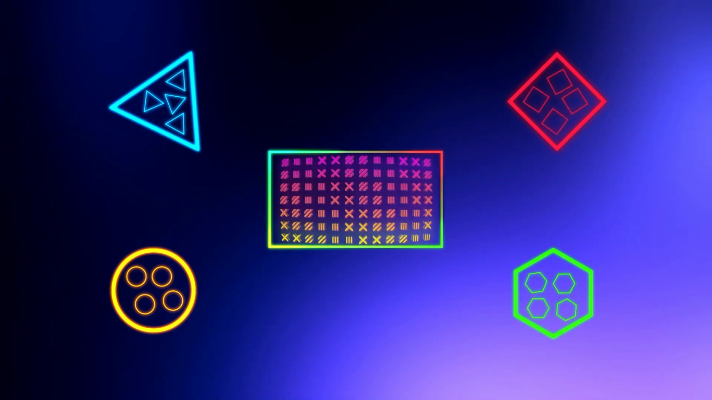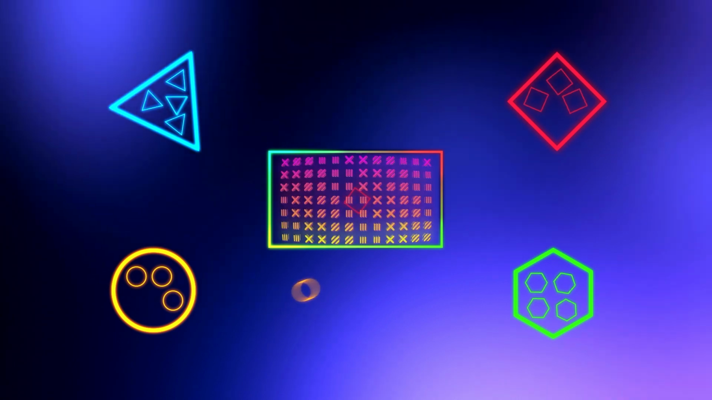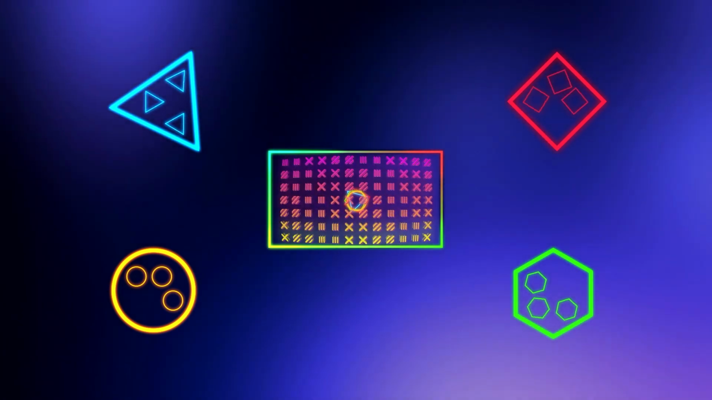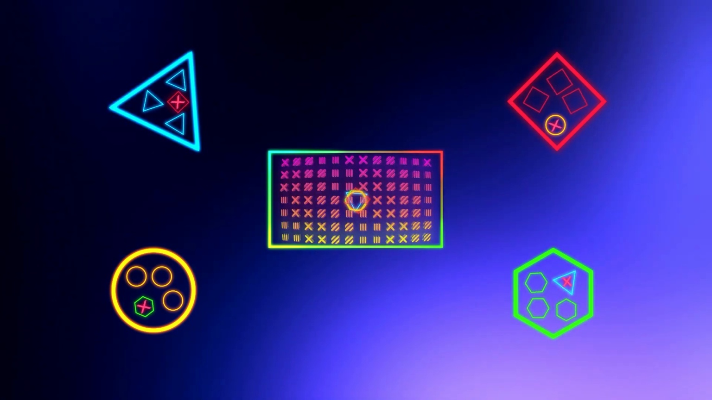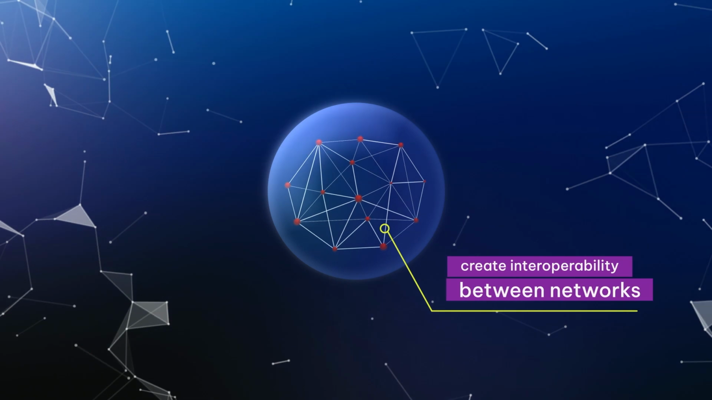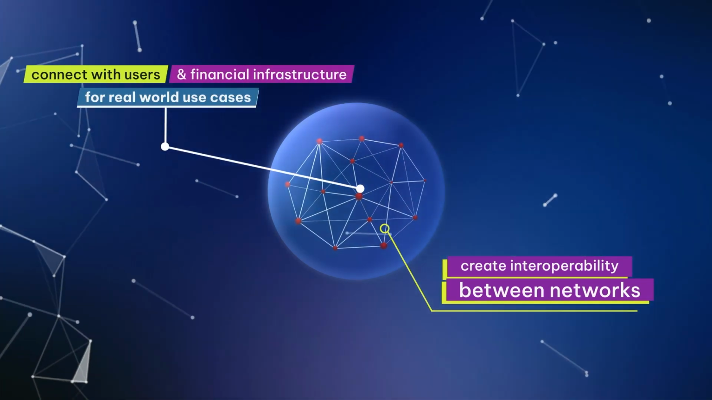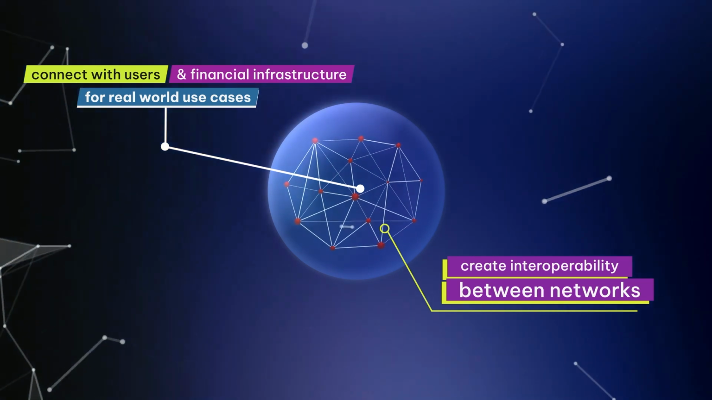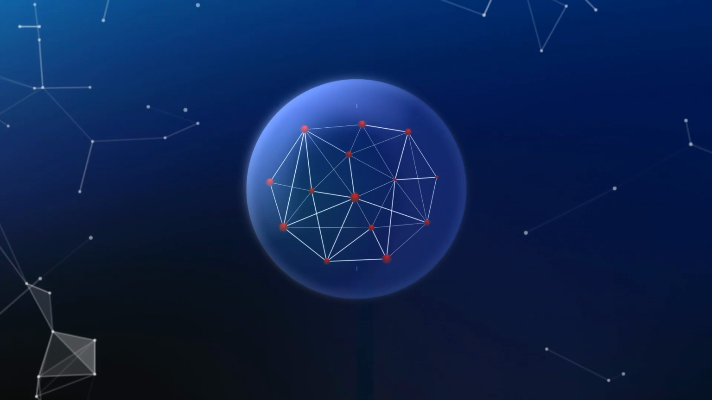For example, an exchange where users could buy and sell different tokens from different networks, a custodian to keep those digital assets secure, or a bridge to utilize assets from one network on another network. Whether Web3 builders wanted to create interoperability between networks, or to connect with users and financial infrastructure outside of Web3 for real-world use cases, they faced a difficult choice.